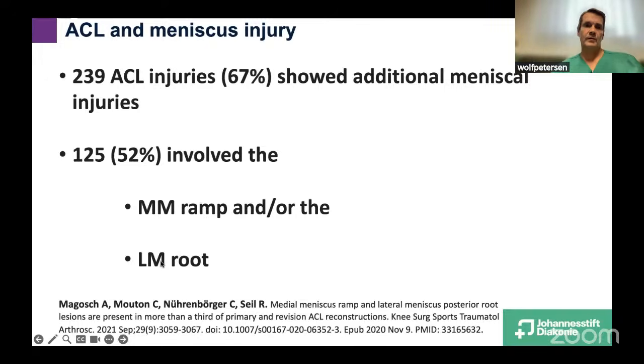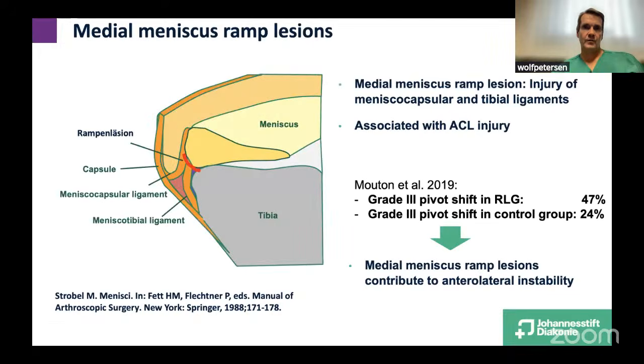So let's talk about ramp and root lesions. Let's start with the ramp lesion. The ramp lesion has first been described by Michael Strobel, to my knowledge, in his book at the end of the 80s. The medial meniscus ramp lesion is, by definition, a lesion of the meniscocapsular ligaments, the meniscus capsular ligament and the meniscotibial ligaments. And it is nearly always associated with ACL injury.